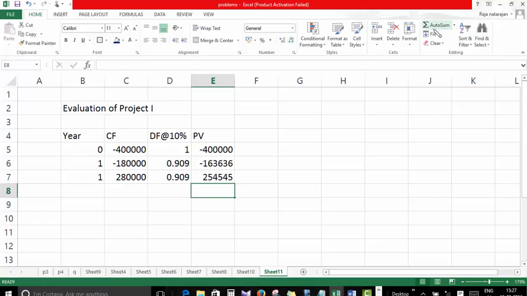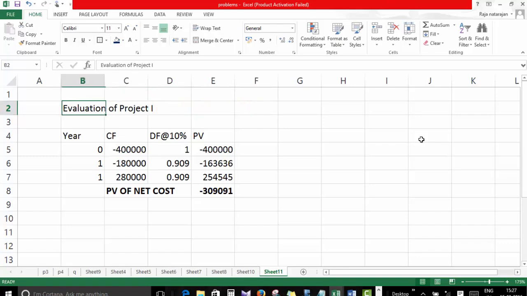If I total all this, I get the total present value. Okay, so I should say it is the present value of net cost. Present value of net cost in project 1 is 3,09,091. Since it's an outflow, it is with a negative sign, so we are calling it cost. Then let us do the evaluation of project 2.